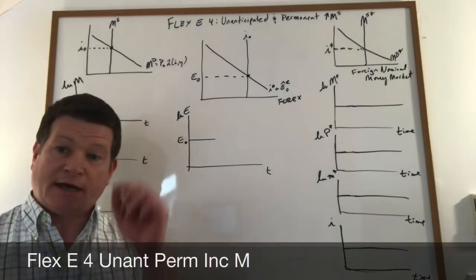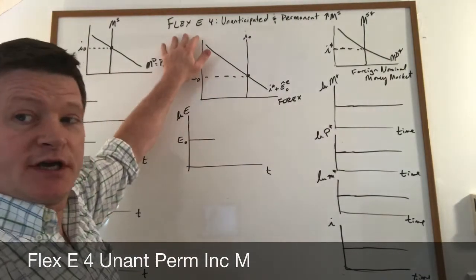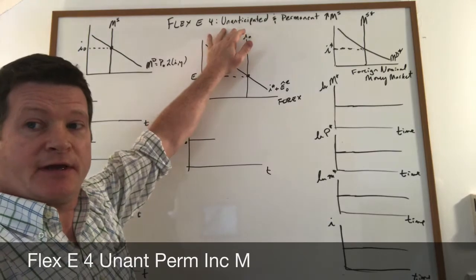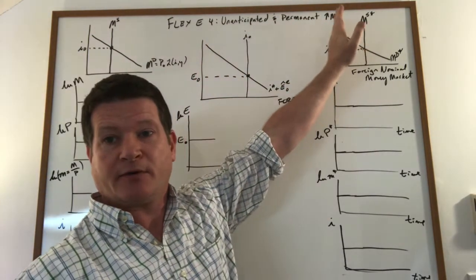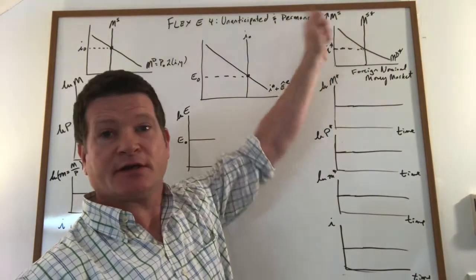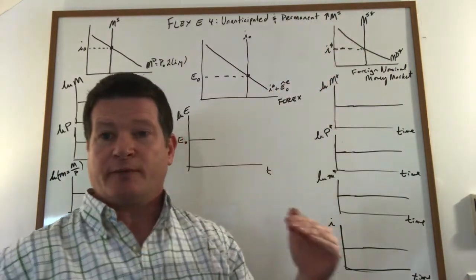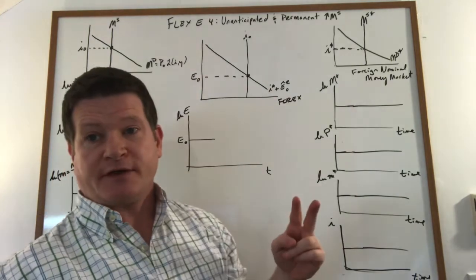This lesson looks at a flexible exchange rate and an unanticipated, permanent increase in the nominal money supply. This is the domestic nominal stock of money increasing permanently. A couple of things to note here.